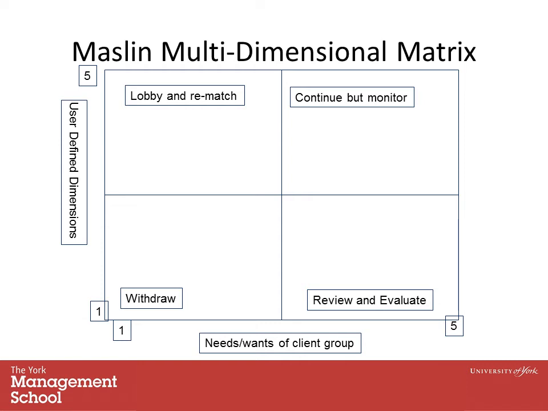The first model I want to consider, which allows us to evaluate strategies and decide whether they are appropriate for what we're trying to achieve, is a way of looking at the various objectives and goals we produce, the strategies that come out of the TOWS matrix, and comparing them with the needs of our stakeholders and their interests. And this is known as the Maslin multidimensional matrix.